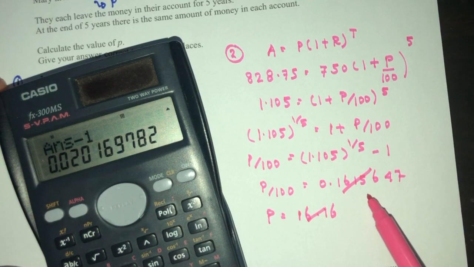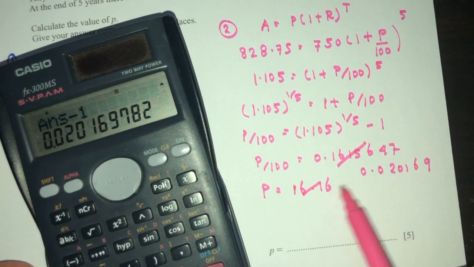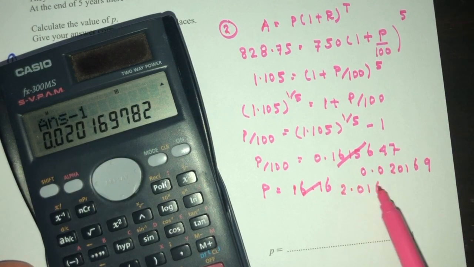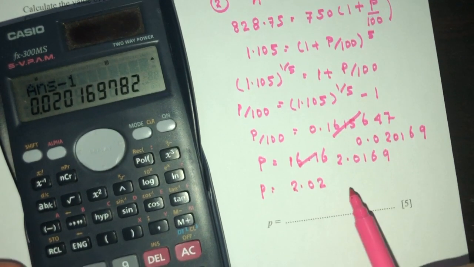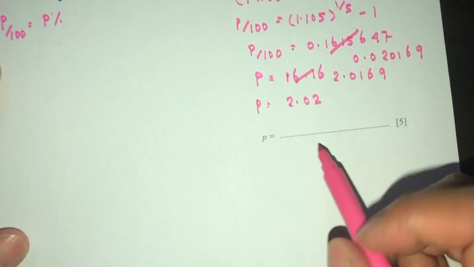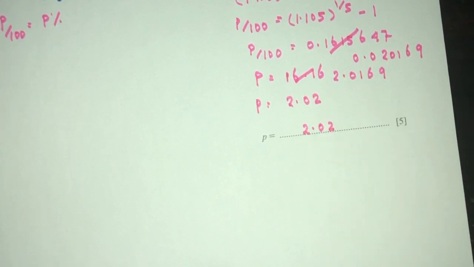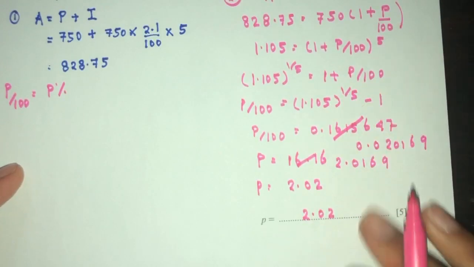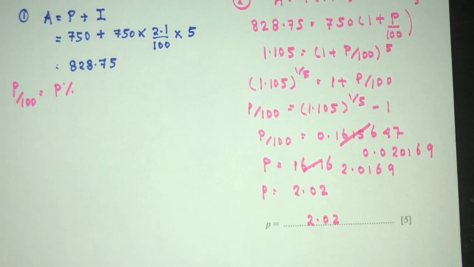That should be 0.020169. So finally P will be 2.0169. So P correct to 2 decimal places will be 2.02. Okay, here you go. As you can see, there was a calculation mistake over here. So this will give you this, and you will have this as your answer, correct to 2 decimal places for the value of P.